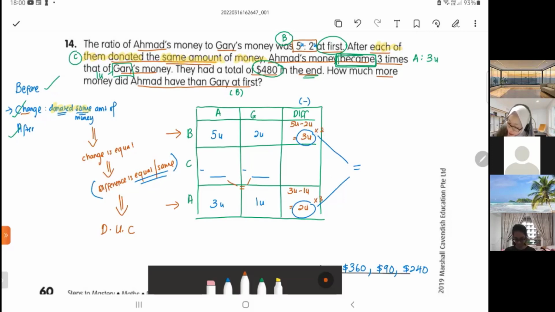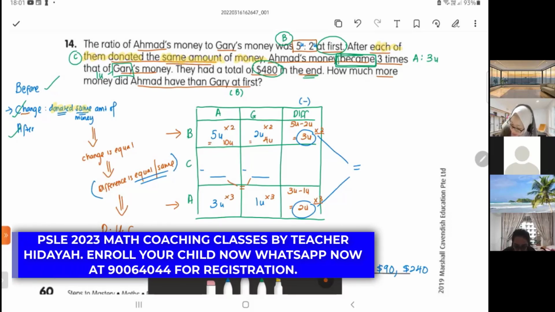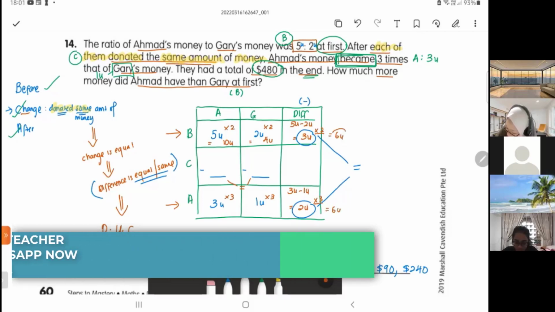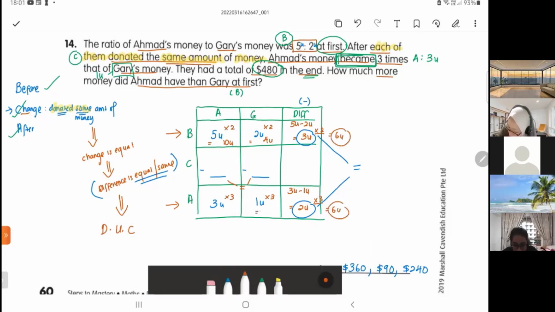Whatever you do for the before row difference here, the rest of the before row information will do the same. Whatever you do for the after row difference here, the rest of the after row information will be affected. Okay, so here will be 10 units. Here is 4 units. This one 6 units. This one 6 units. So confirm same, right? 6 units, 6 units. This is 3 units and this is 9 units.